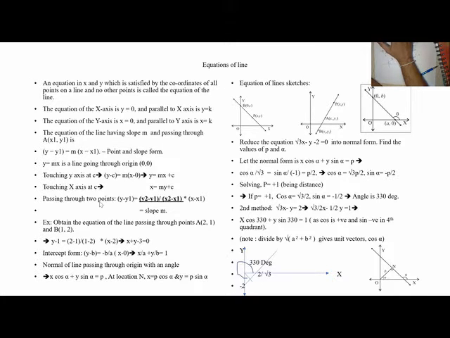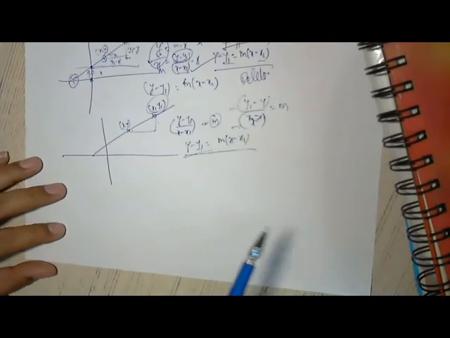Passing through 2 points. Now let us say the line is passing through 2 points. Here the slope is not given. Two points are given. So the same equation works here also. Simple.